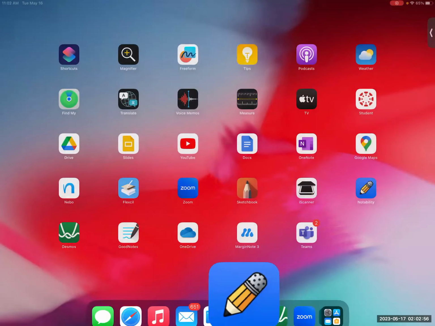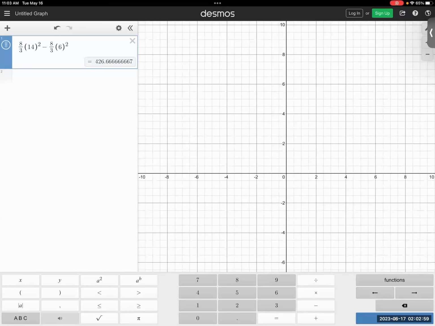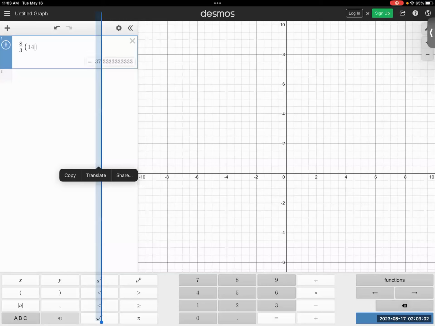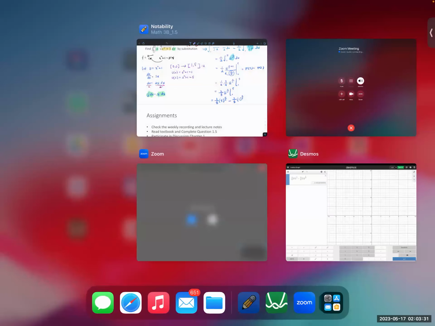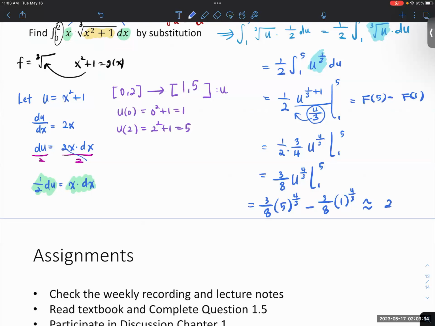Go to Desmos one more time. So what was it? 3 over 8 times 5 to the 4 over 3, minus 3 over 8. We do have 1. It's going to be 1 anyway, but let's just write all the equations. So we're going to get approximately 2.83. So we have approximately 2.83.